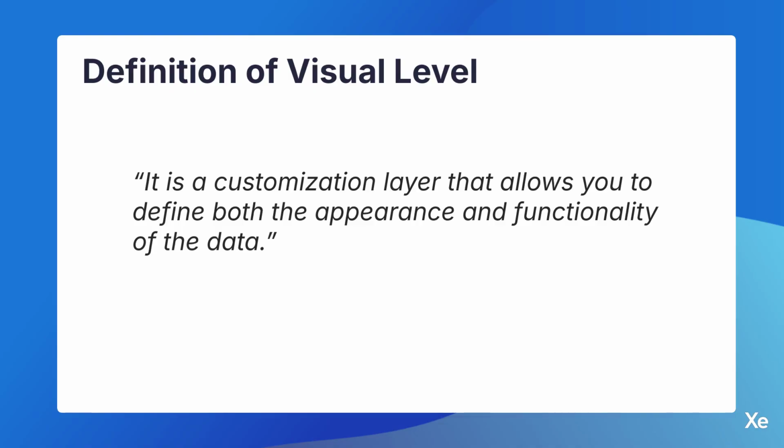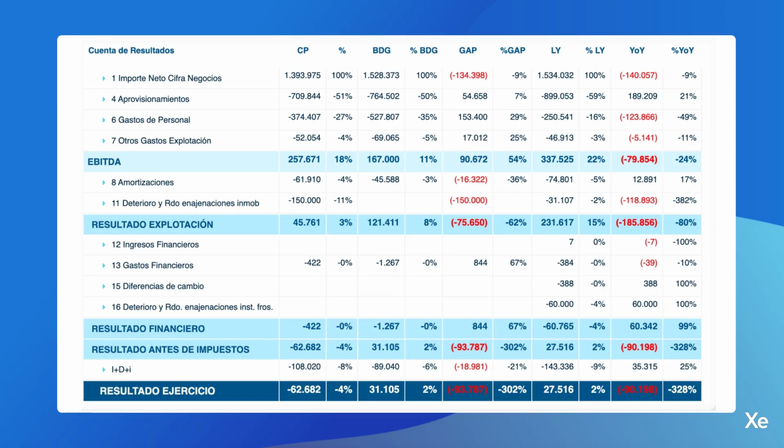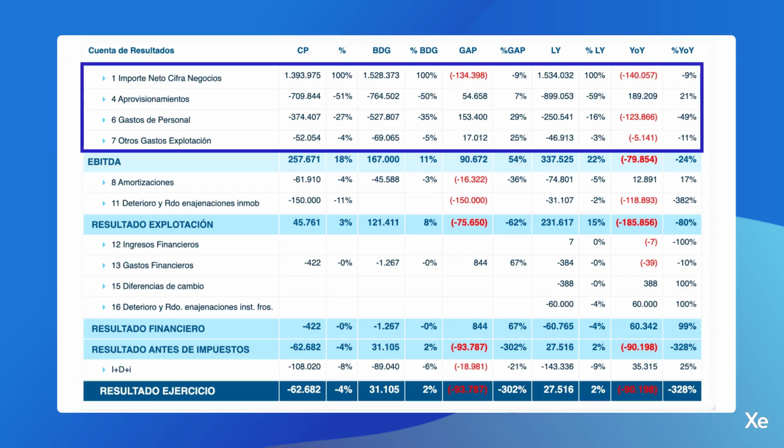On a visual level, it is a customization layer that defines not only the appearance of the data, such as colors, fonts, and sizes. It also defines its functionality. For example, we can define a visual level for the operating income, with a white background, blue letters, and a specific font size. In addition, we can maintain the expand and collapse behavior.